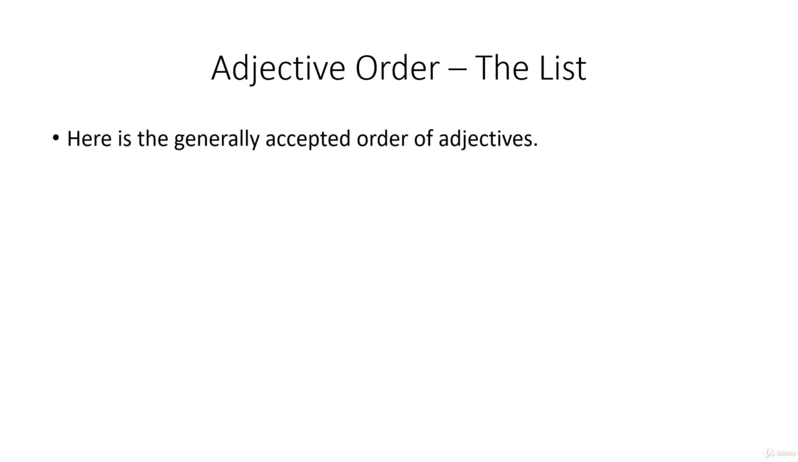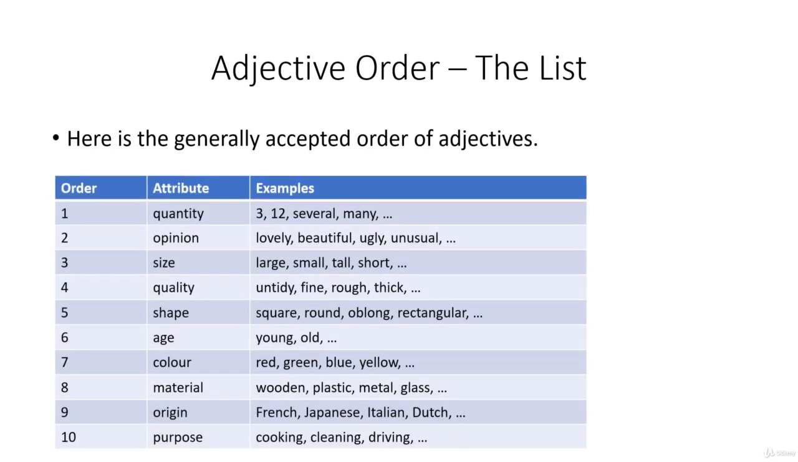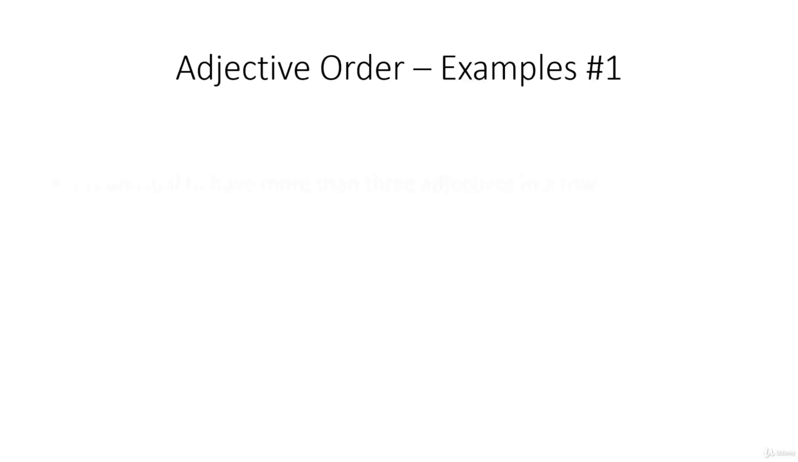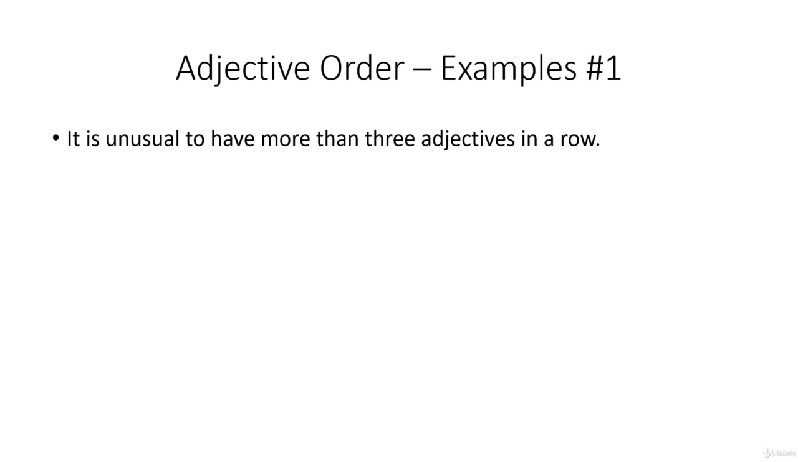So here is the generally accepted order of adjectives. You might want to pause the video here to read them, but the basic order starts with quantity, then opinion, size, quality, shape, age, color, material, origin, and purpose. Unfortunately, I know of no mnemonic which will help you remember those. Some people print the list out and stick it somewhere so they can see it. And it should be pointed out it is very unusual to have more than 3 adjectives in a row.